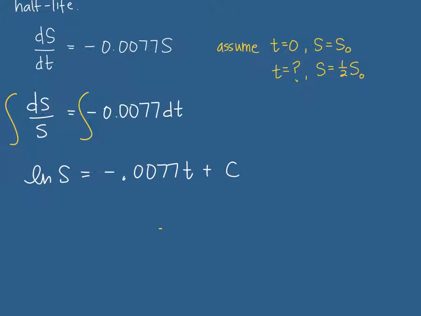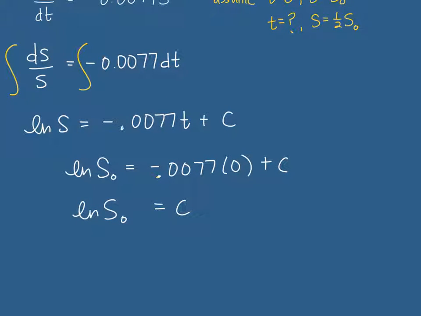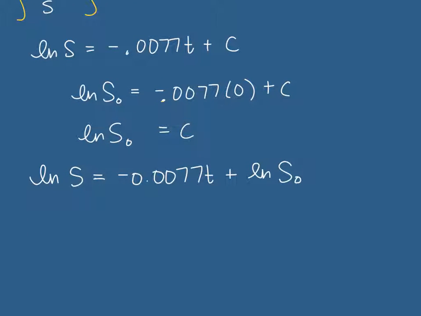We will put in our initial condition that the natural log of s sub 0 is equal to negative 0.0077 also times 0 plus c, so the constant is the natural log of s sub 0. So the natural log of s is negative 0.0077t plus the natural log of s sub 0. I don't need to finish solving the model to be able to solve for the half-life.